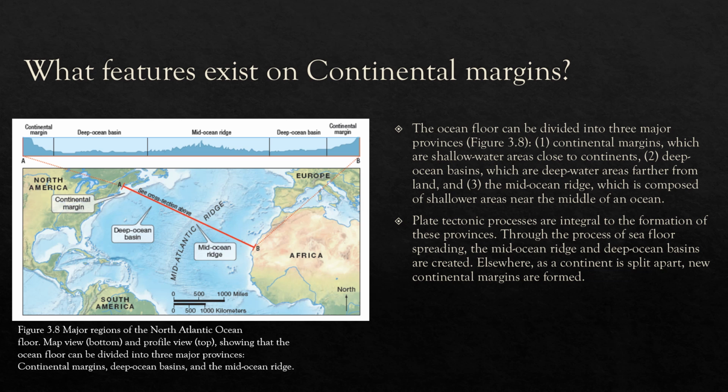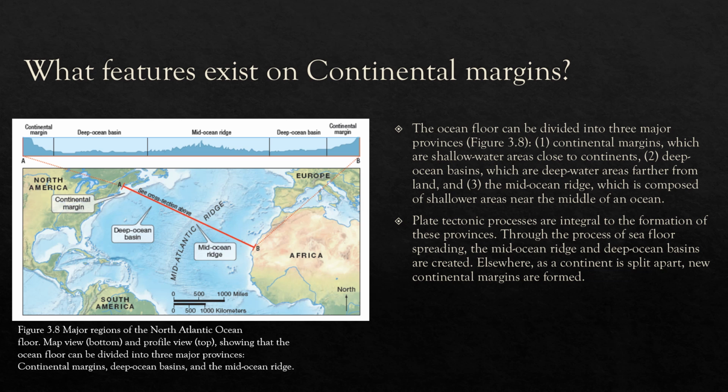The continental margin is the shallow area which is very much closer to the continent. So this portion here, which is closer to the continent, is the continental margin. So the continental margin comprises shallow water areas which are close to the continents.